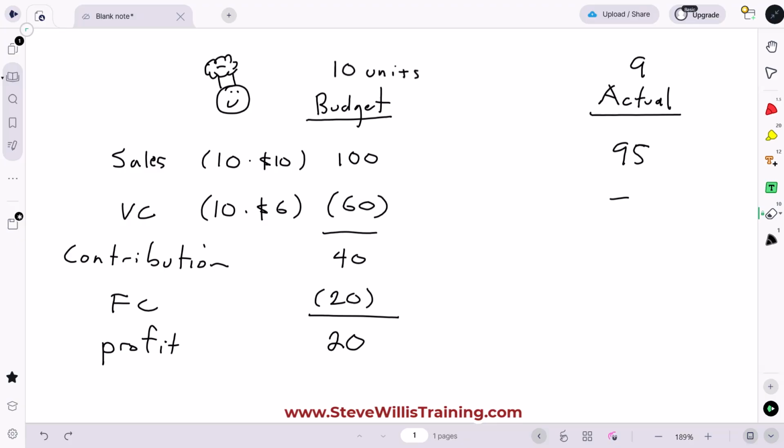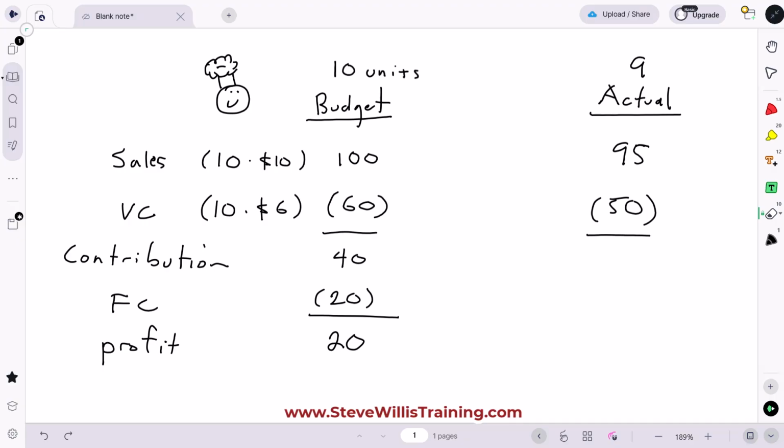Okay, then look at this. I see that I did $95 in sales. That means I must have charged more than $10 a meal. I must have charged 10.5. People love my meals, so I upped the price. Maybe that's also why I didn't sell as many meals. I put the price up and demand dropped.